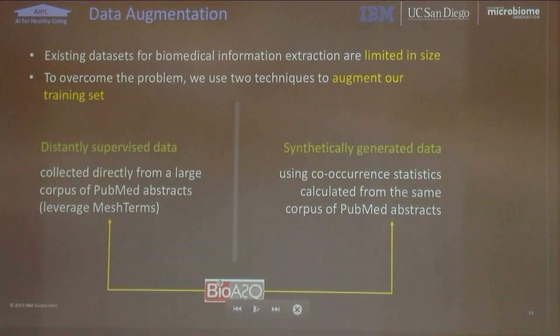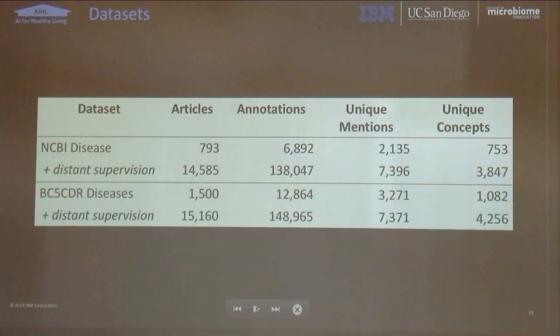The second way that we use this data set is we generate synthetic examples. We can get co-occurrence statistics between the concepts which appear within documents, and then, based on those statistics, we can randomly generate new, coherent sets of concepts using the names from the ontology. All right, so those are the two ways we get external data.